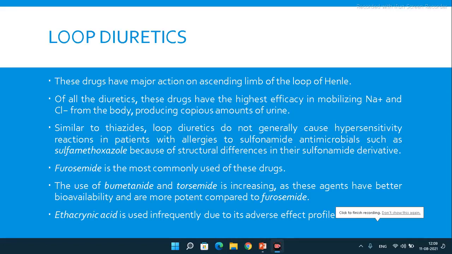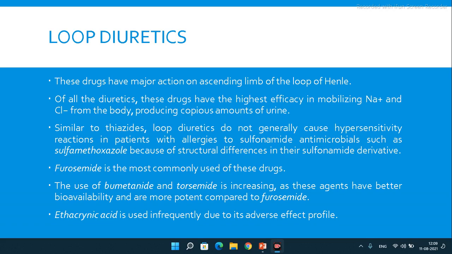Okay, so loop diuretics, these drugs have a major action on the ascending limb of the loop of Henle, and of all the diuretics, these drugs have the highest efficacy in mobilizing sodium and chloride from the body. So it produces copious amounts of urine. Copious means very huge amounts of urine are produced by these particular diuretics when they are given.